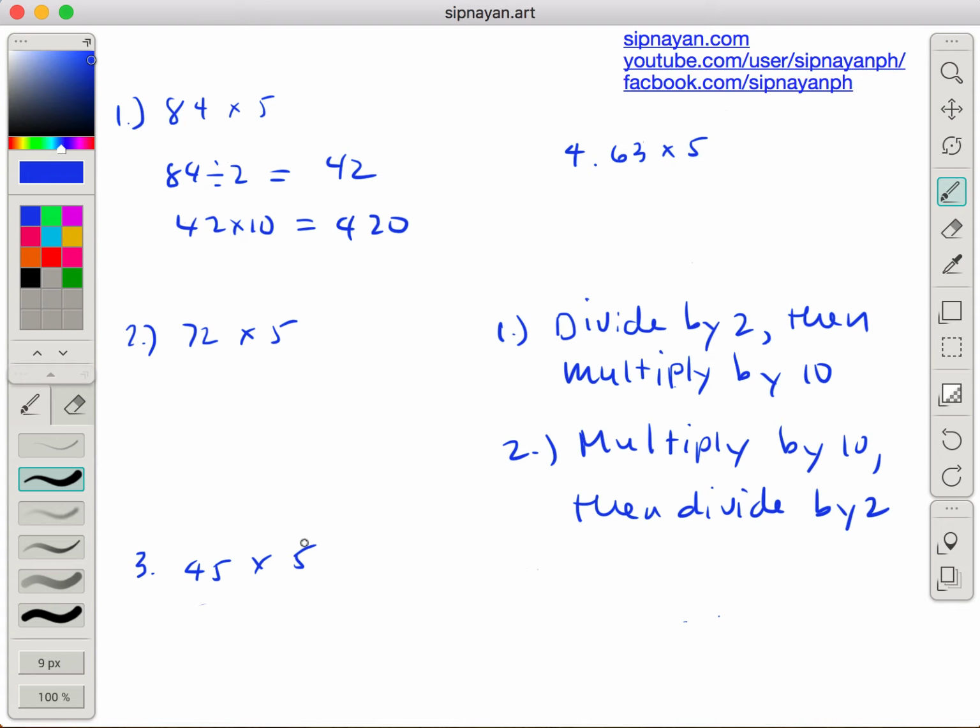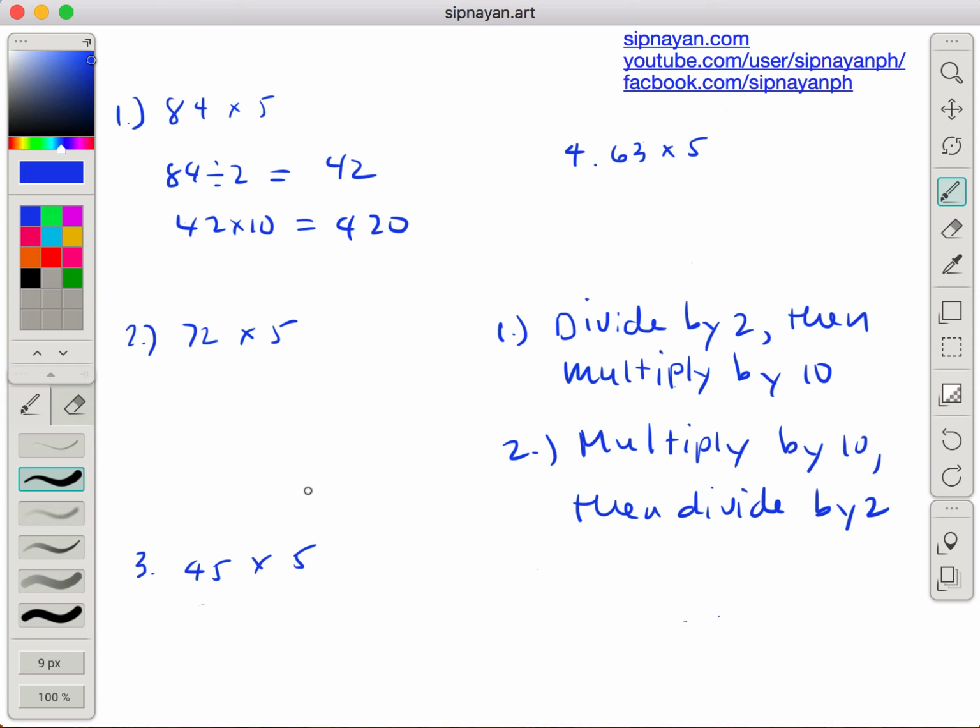Hindi ko na isusulat yung ganito, no? Tingnan natin mentally. Kung gusto nyo, pwede nyo i-post yung video, no? And pag-isipan, no? Kung paano ba multiply using this method, or these methods. Okay, so, pause nyo muna. Bigyan ko yun ng 5 seconds para i-pause. 5, 4, 3, 2, 1.